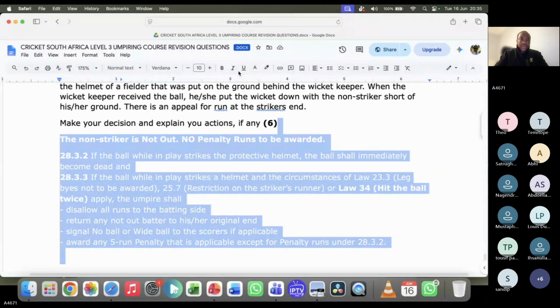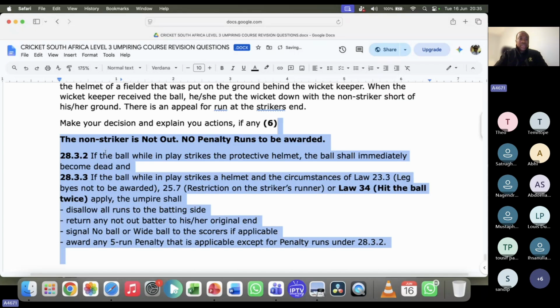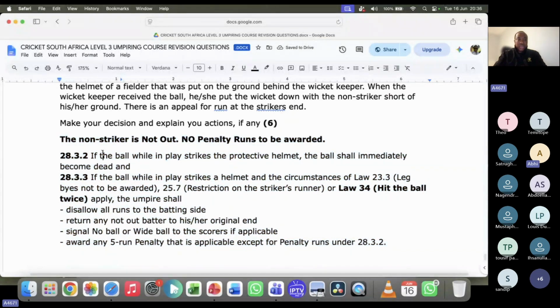Okay, good. So did I miss any point, Tom? No, I don't think so. That was expertly answered. We need to answer the appeal first. The striker is not out. And the second important point is that no penalty runs are to be awarded.